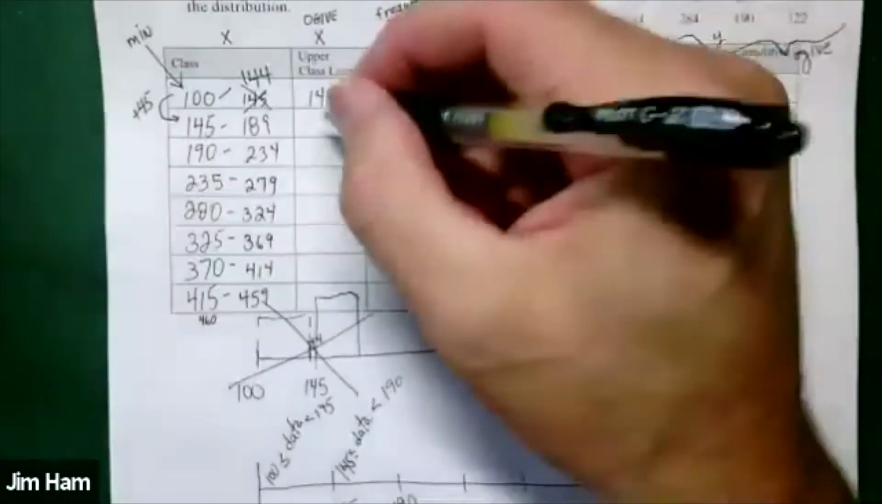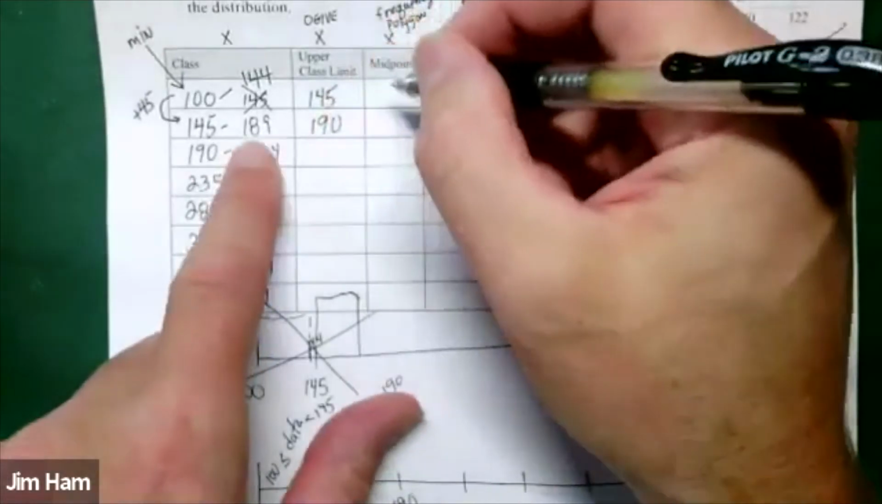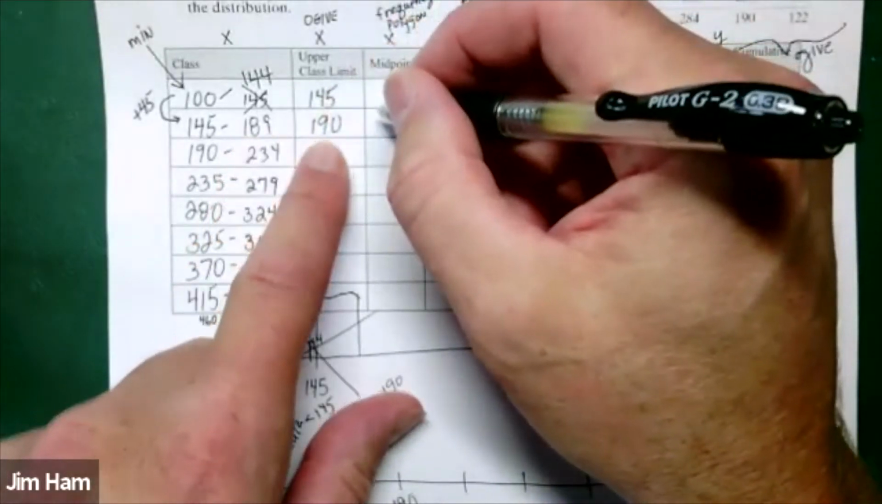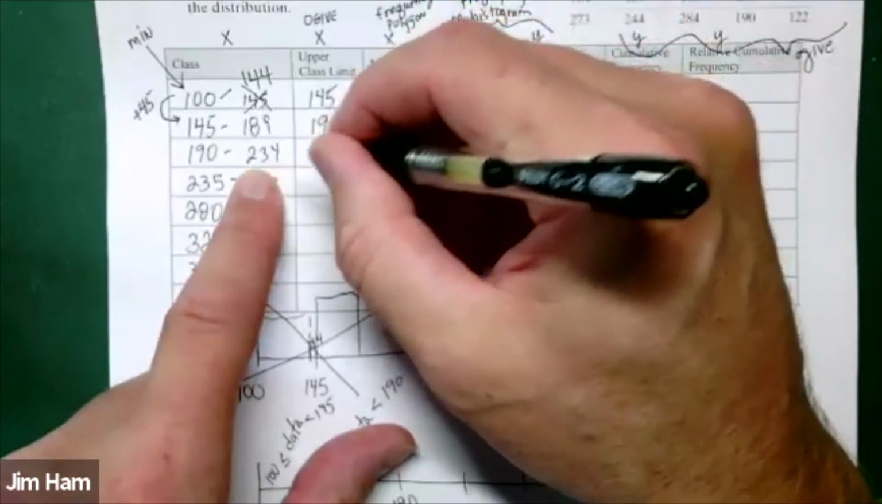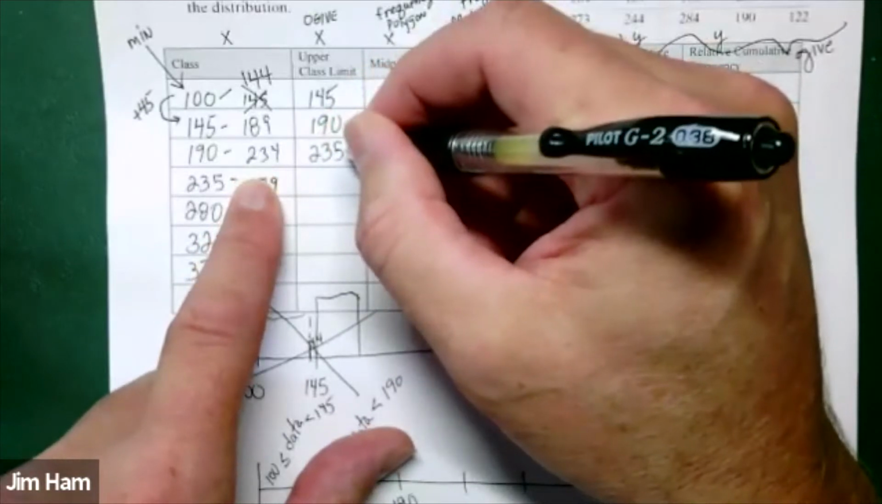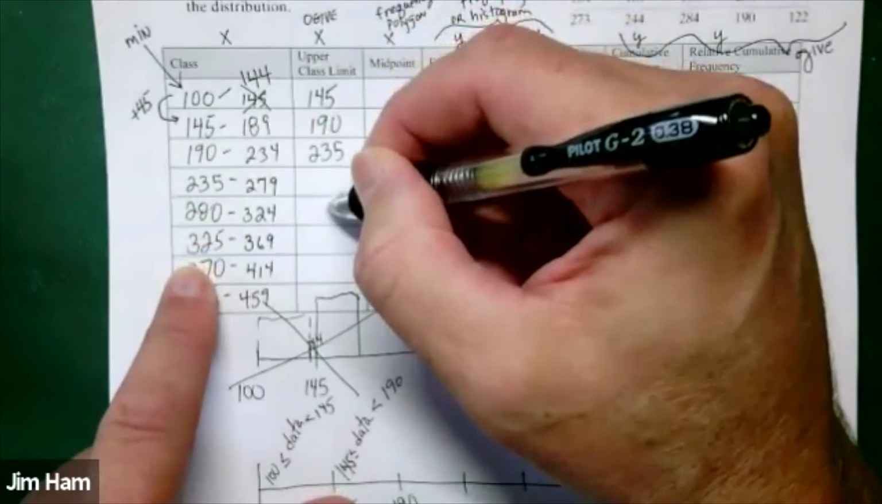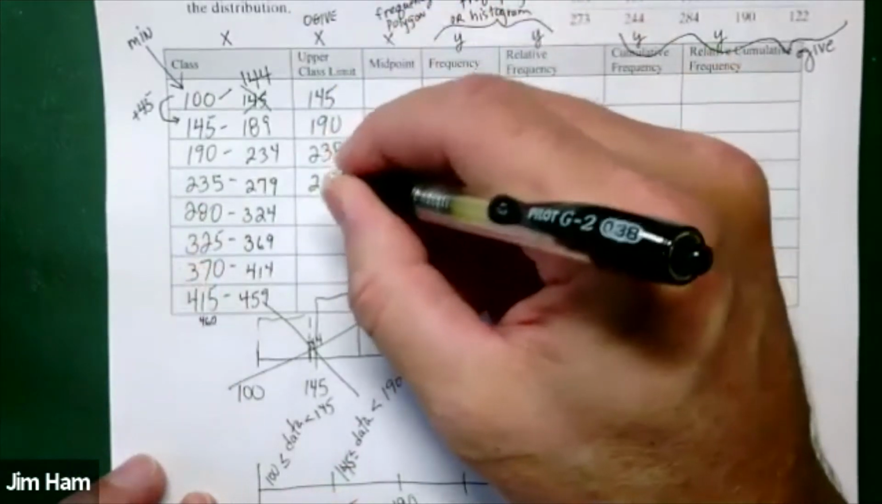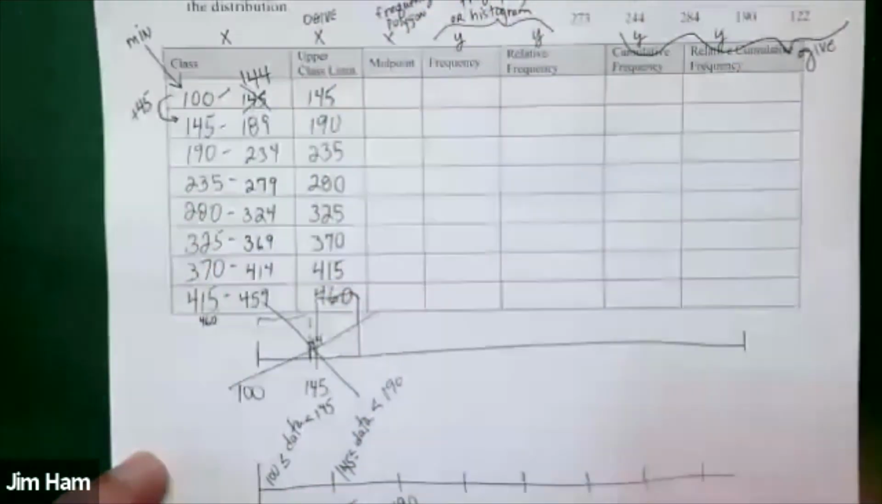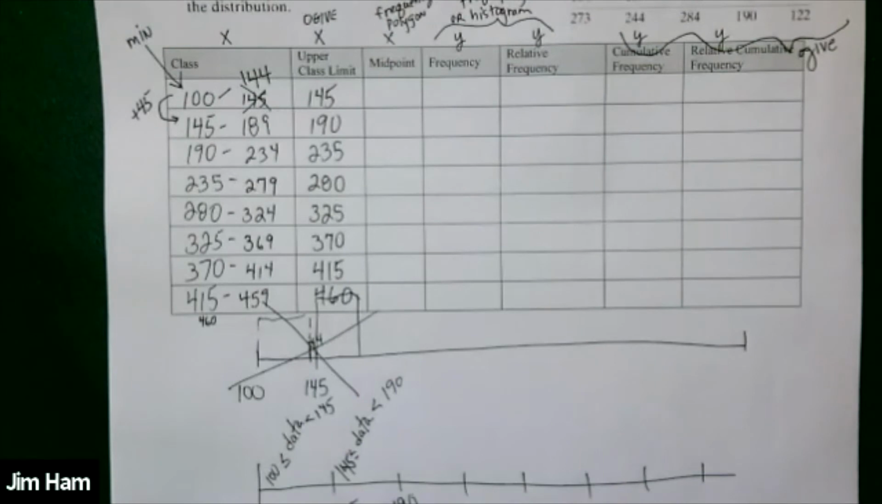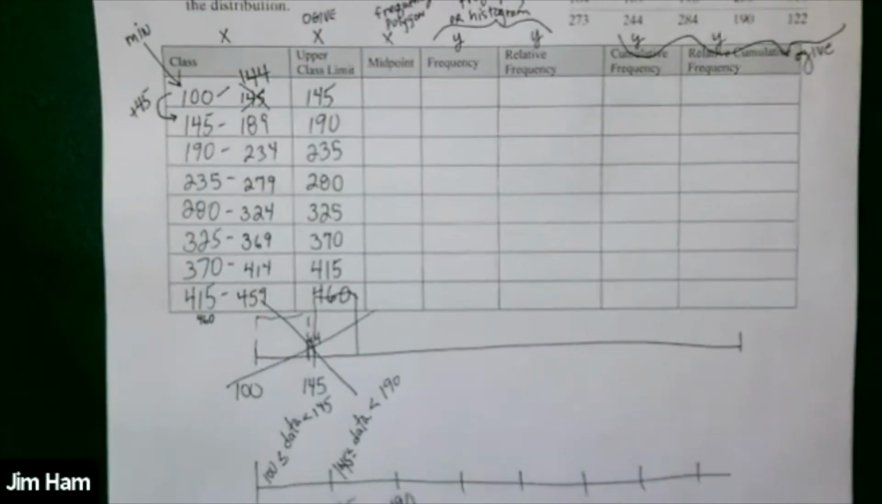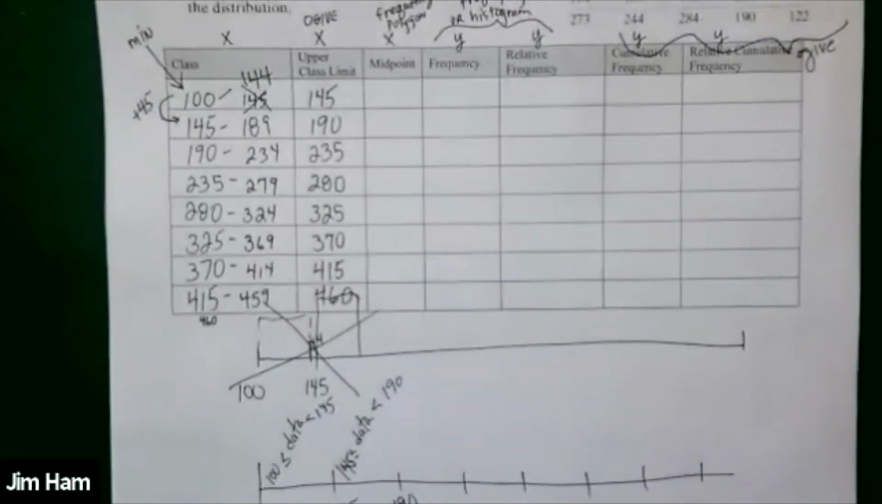All right, similarly, 189.99999, the upper limit. 234.9999 would be 235 as an upper limit. And you'll notice that the upper limits just match the lower limits of the next class. So I'm going to complete this one, and the rest of it would look like that. So you really have to calculate that upper limit because it is a number that you use.